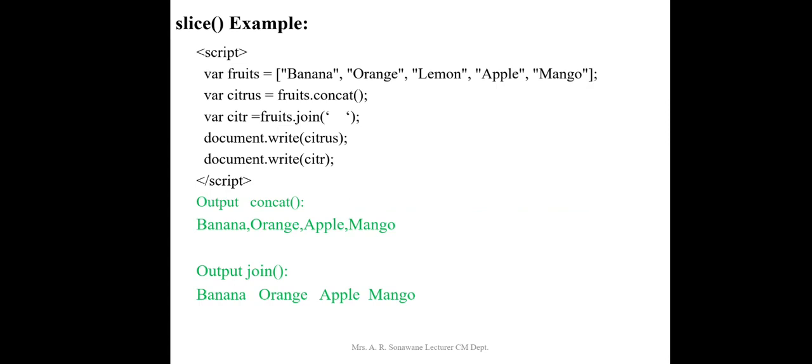Now I have just printed document.write citrus and document.write CITR because the return type is string. So citrus and CITR are the strings that we have to consider. Now as a result, if you see the output for the concat method, all the array elements are separated with a comma. And in case of the join method, all the array elements are displayed with a space.